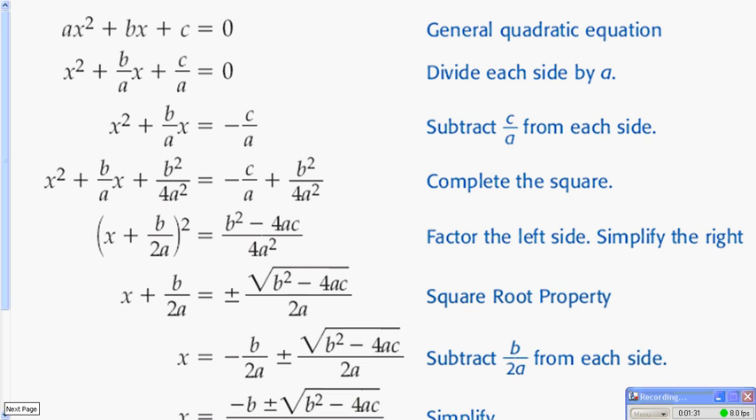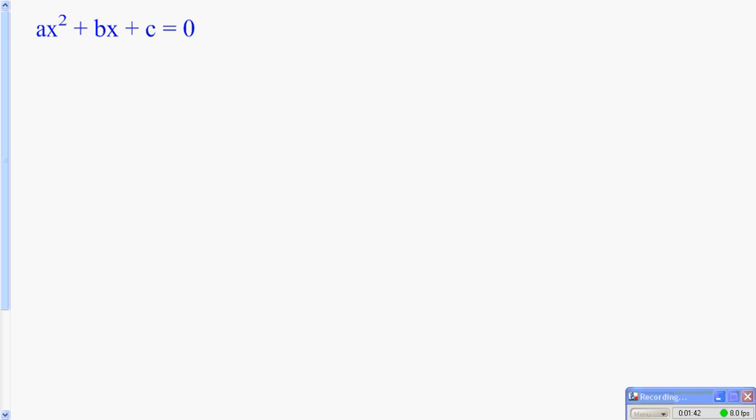Now I'm going to take us through it, and as I do it, pay attention to how I do it, to see what I emphasize as being important in showing your work, so that you will get full credit when it is your turn. We said before that we cannot complete the square if we do not have a lead coefficient of 1. So the very first thing we have to do is divide by a. That will give us x squared plus b over a x plus c over a equals 0.